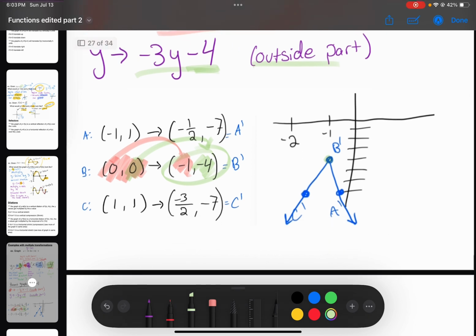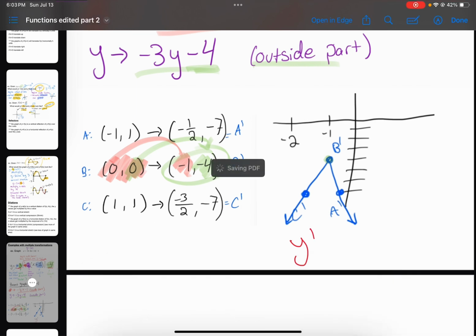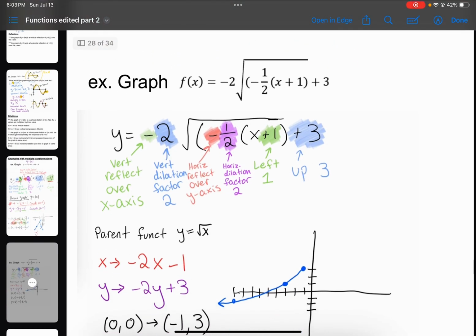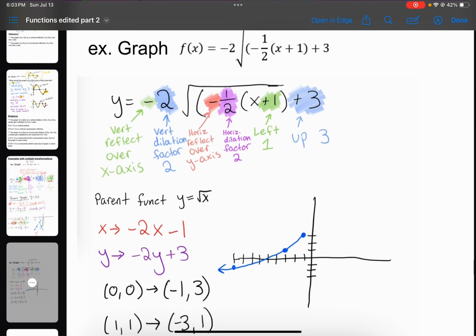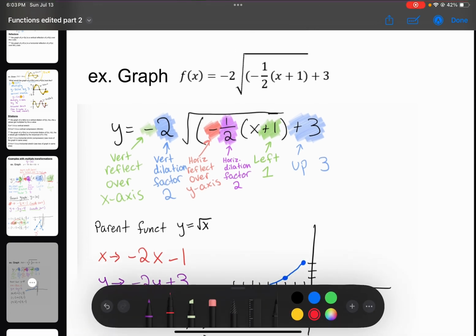So you can just do that for more points on the original and then plot them to get a sketch of the transformed function. So here is the transformed function. We could call it y prime, whatever. Okay, it comes easier with a little bit of practice. So same idea here. I would just try to take note of this stuff, start memorizing these rules. The negative in front here, reflection over the x-axis.